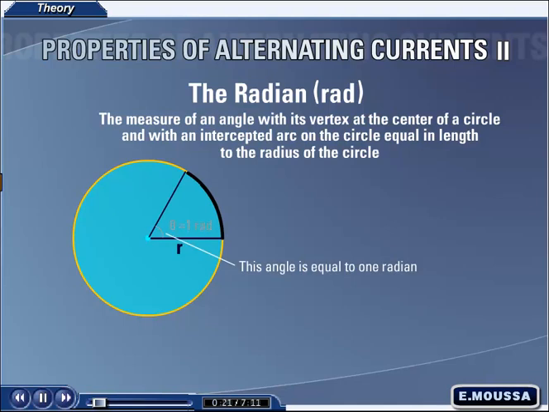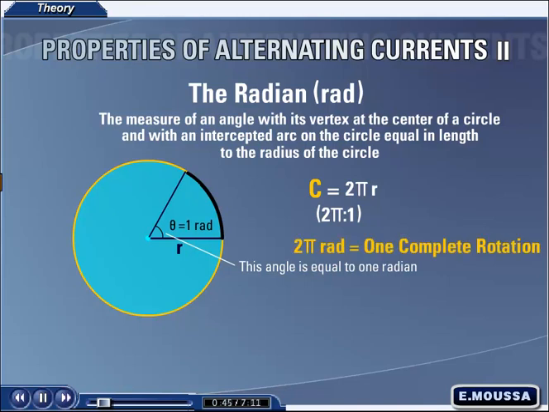The ratio of the circumference to the radius is 2 pi to 1. Therefore, the circumference of a circle in terms of its radius is given by the formula c equals 2 pi r. This means that a length of 2 pi radius may be laid along the circumference of the circle, regardless of the length of the radius of the circle chosen. Therefore, we can see that radian measure is independent of the radius of the circle. Also, 1 complete rotation is equal to 2 pi radians.